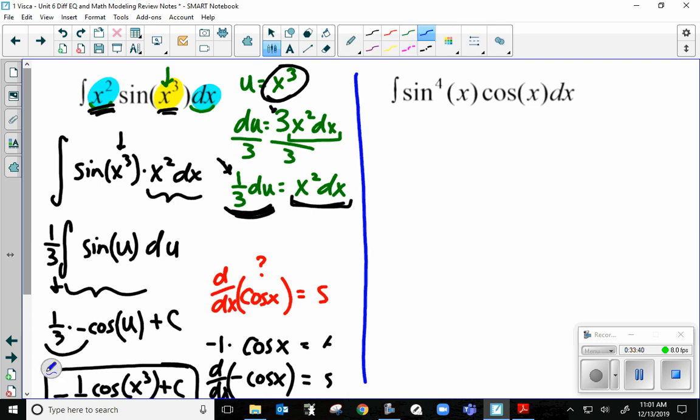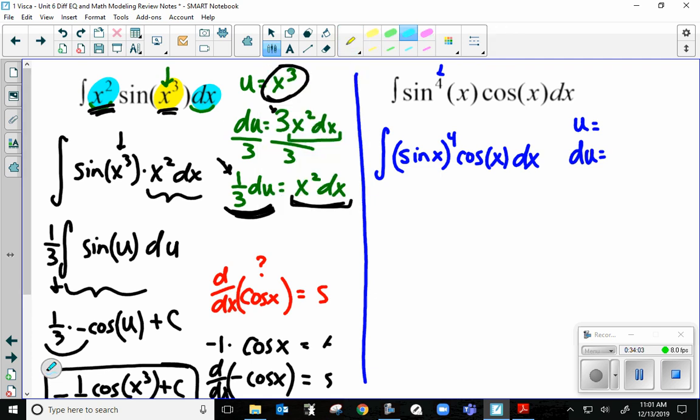Now, I need a u and I need a du. I always tell my students, this means I'm taking the sine of x to the power of 4. So I'm going to write that as sine of x, the whole thing to the power of 4, cosine of x dx. If this doesn't pop out to you, you don't know your trig derivatives. The derivative of sine is cosine. So I'm going to make u sine of x, and the derivative of u is cosine of x dx.